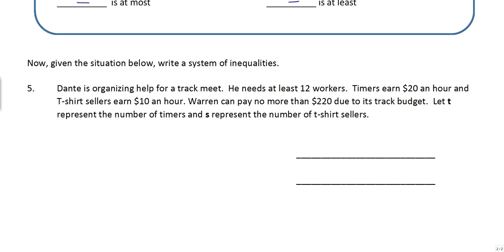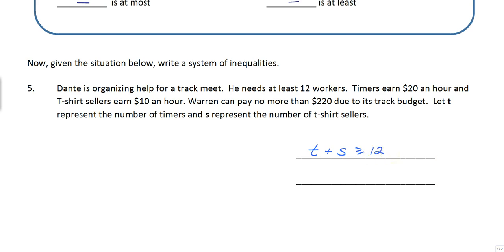So Dante is organizing help for a track meet. He needs at least 12 workers, timers, and t-shirt sellers. They make $20 an hour if they're timers, $10 an hour if they're a t-shirt seller. Dante can pay no more than $220 on the budget. So if T represents timers and S represents sellers, then we have timers plus sellers are going to work the event, and he needs at least 12 workers. So that has to be greater than or equal to 12 workers.